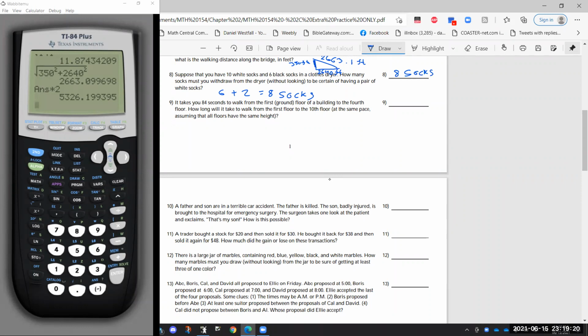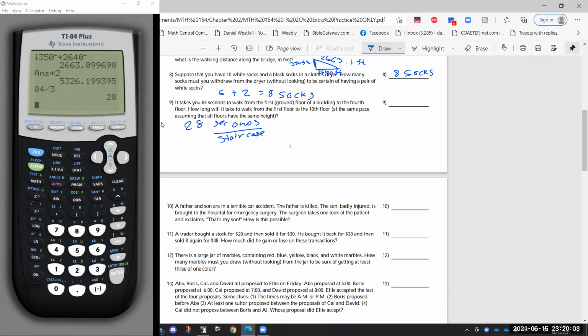It takes you 84 seconds to walk from the ground floor of a building to the 4th floor. How long will it take you to walk from the 1st floor to the 10th floor at the same pace, assuming all floors have the same height? Okay, be careful here because you need to count staircases and not floors. So how many staircases to go from the 1st floor to the 4th floor? You only need to take 3 staircases, right? So 84 seconds divided by 3 staircases is going to be 28 seconds per staircase.